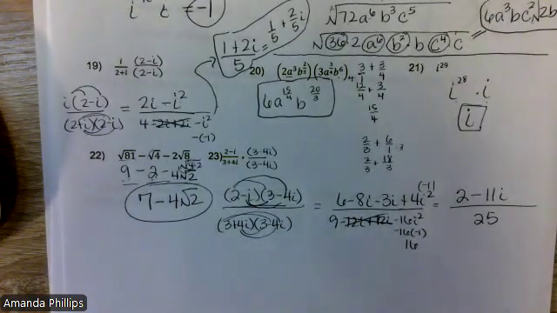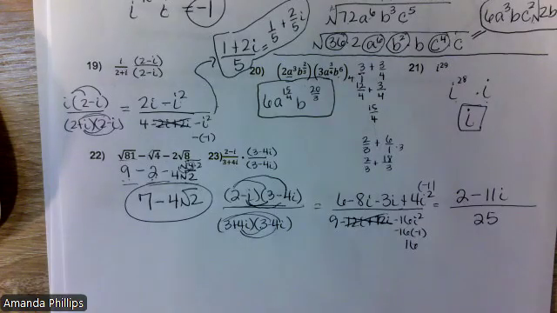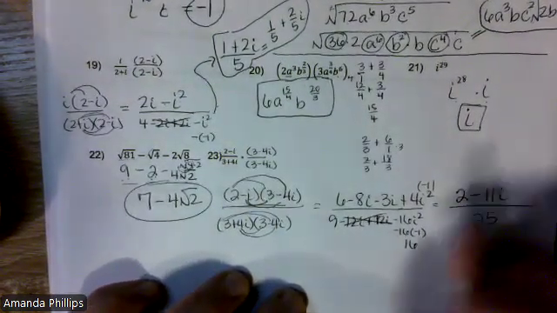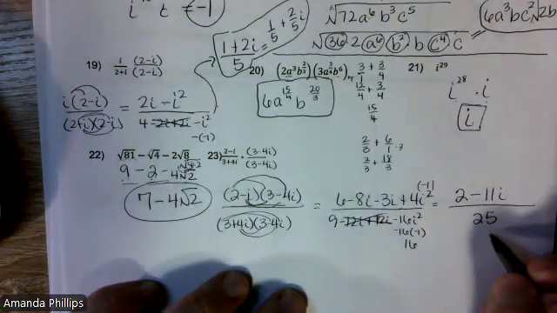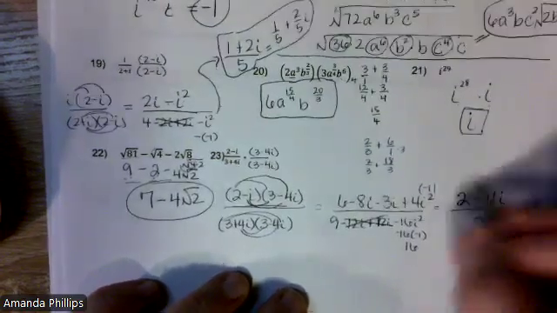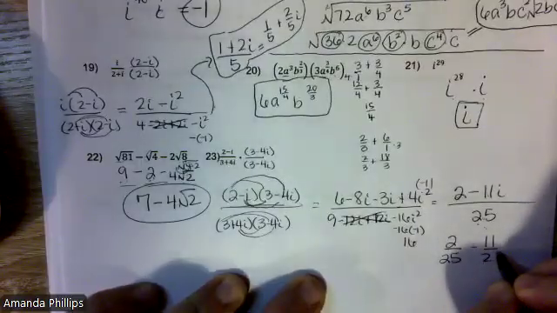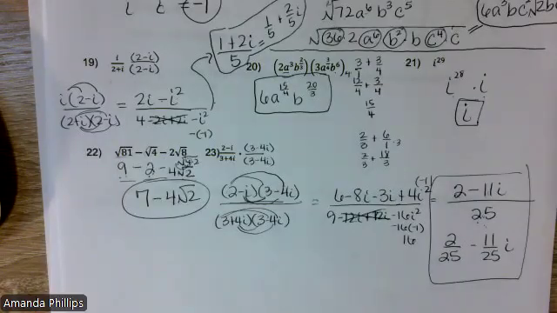Let me make sure I did that right. 3 plus 4i. Okay. Yep, that's right. I always watch my signs. I always get myself paranoid about the signs. So this will not reduce, this will not reduce. This is an okay answer, or you can break it apart. There you go.